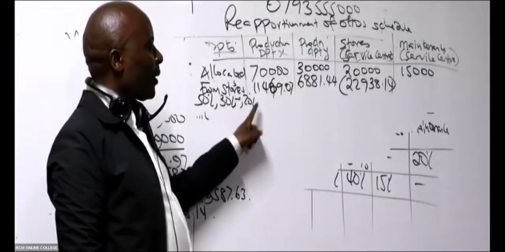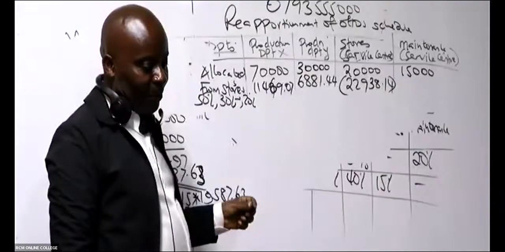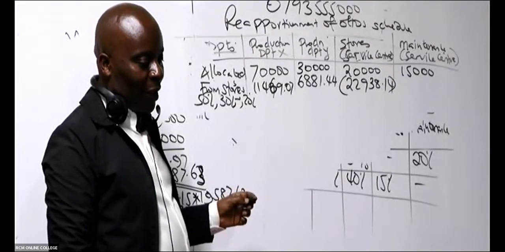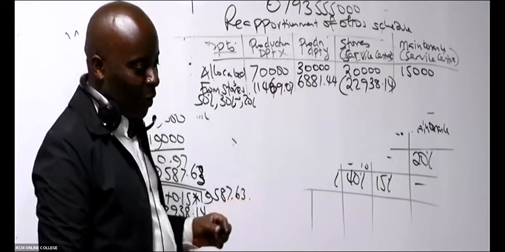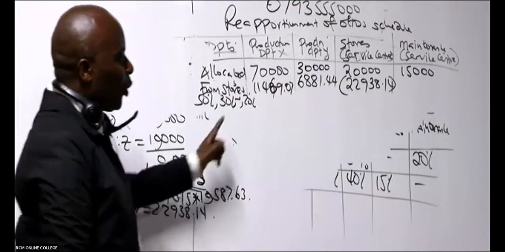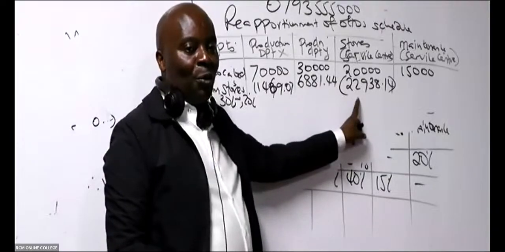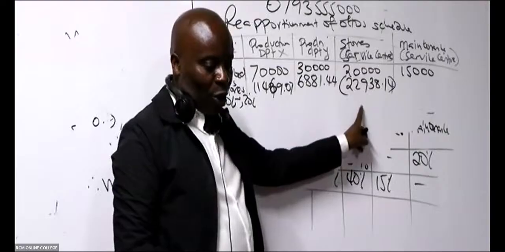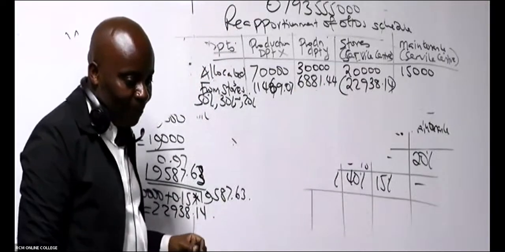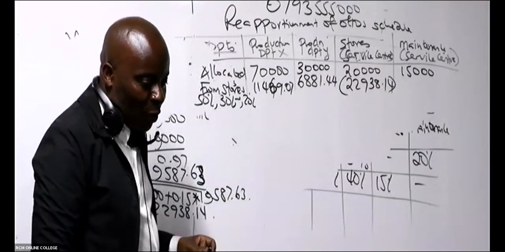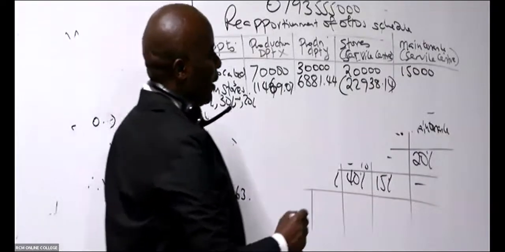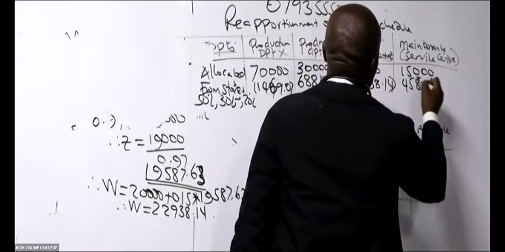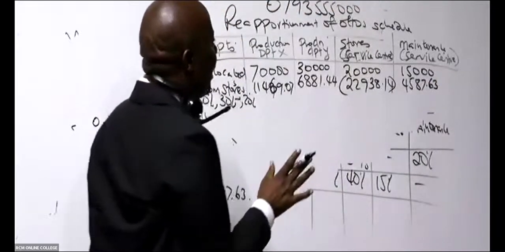So 20% will be for the last department. 20% of these that we are appropriating. 20% of this 22,930 something. So you're giving me a figure of 45,87.63. Have we finished reapportioning in this case here?